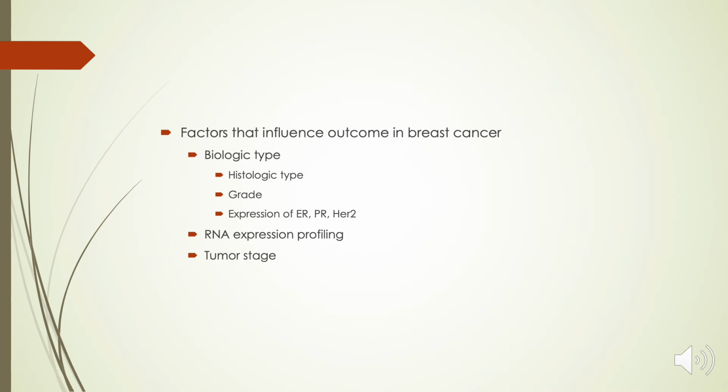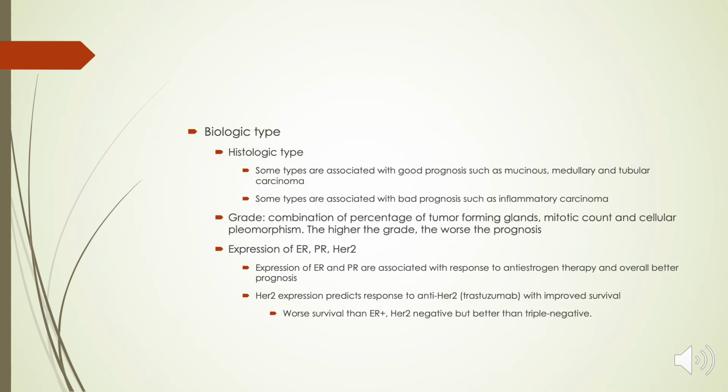There are three major factors that affect the outcome in breast cancer, namely biologic type, RNA expression profiling, and tumor stage. The biologic type deals with three factors: the histologic type, the grade, and the expression of ER, PR, and HER2. The histologic type, as we mentioned earlier, sometimes has good prognosis, like mucinous, medullary, and tubular carcinomas, while others have bad prognosis, such as high-grade ductal carcinoma of no special type and inflammatory carcinoma.